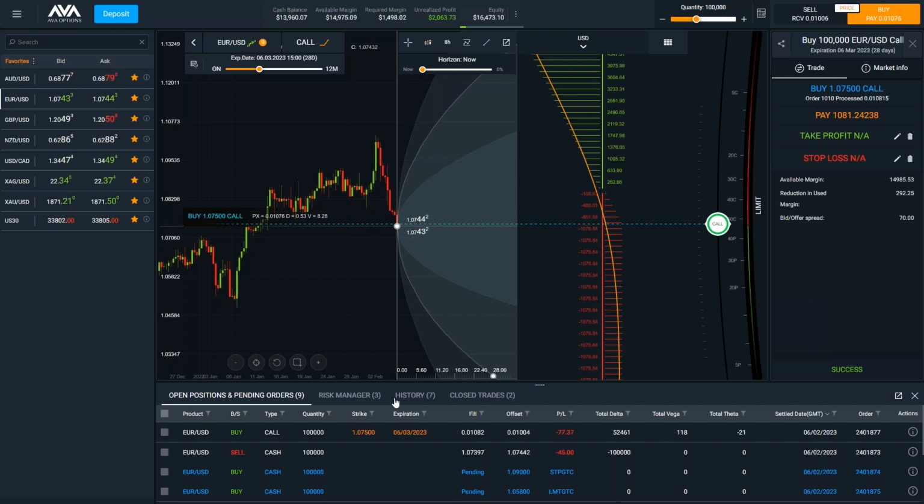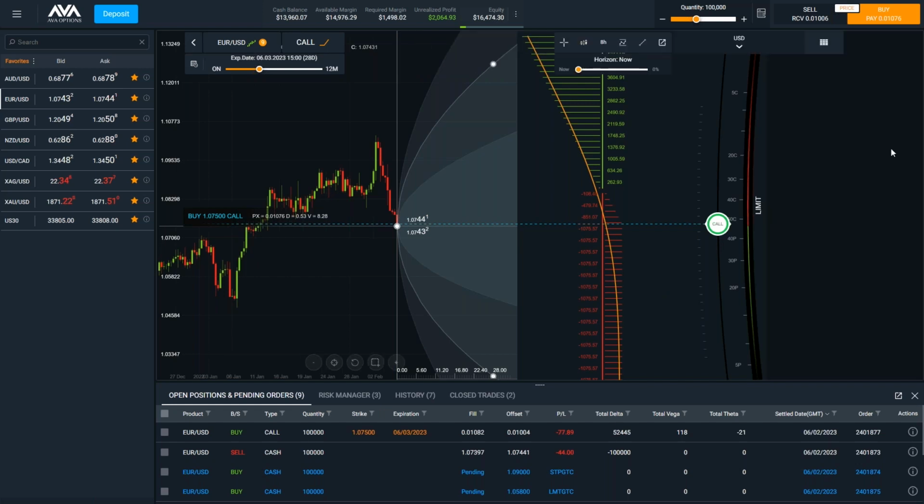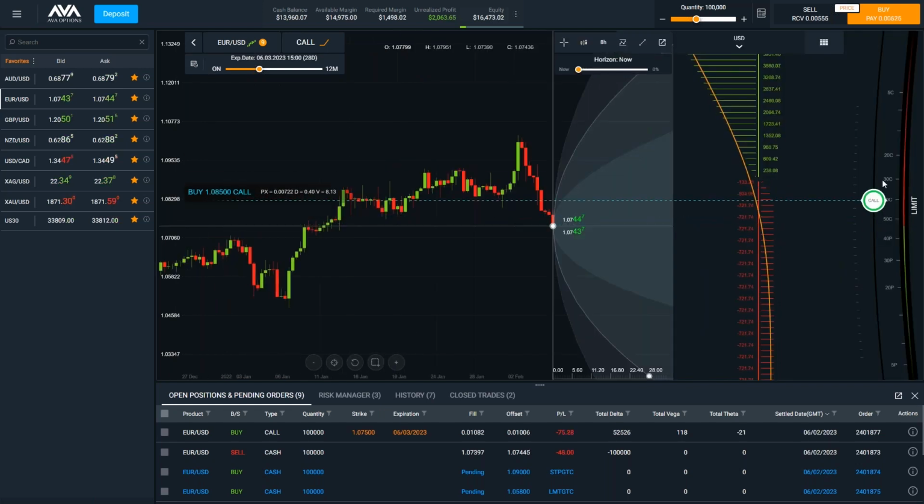Someone is asking, the loss on options is less? When you buy an option, the most you can lose is what you paid for it. If you want to make this option cheaper, you can set the strike higher.